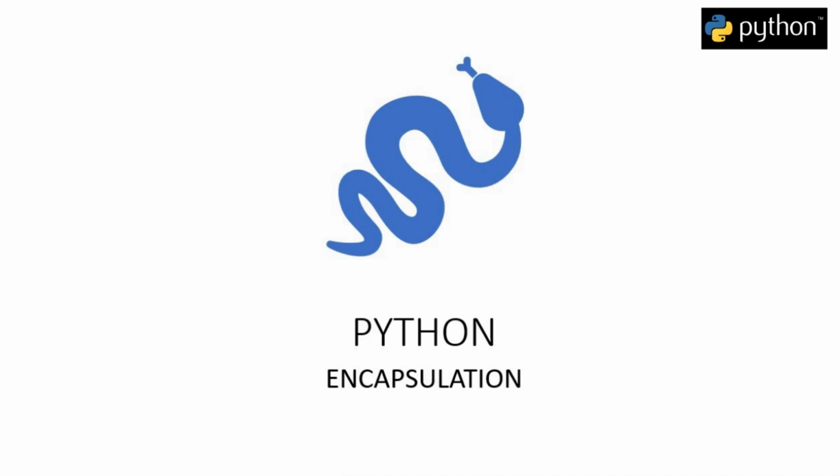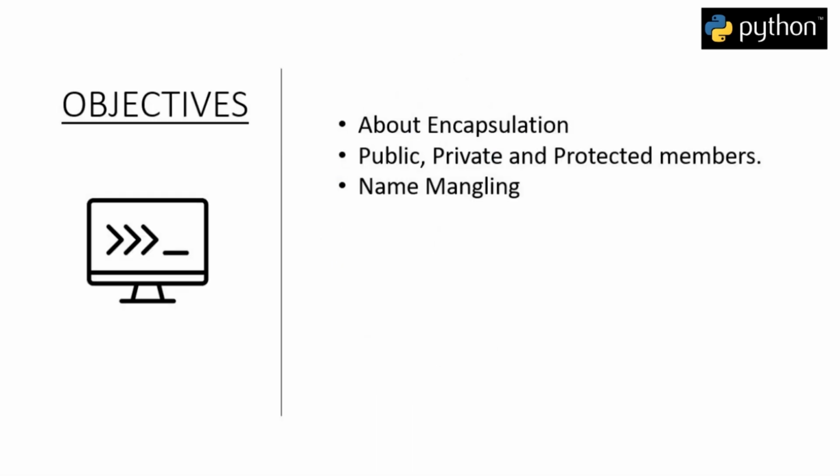In this session we will see the concept of Python encapsulation. So let's look at the objectives of our session. We will start by understanding what we mean by encapsulation. Afterward we will see the concept of public, private and protected members, and afterward we will see how we can access the different private members with the help of public methods and the name mangling method. So let's start our session.